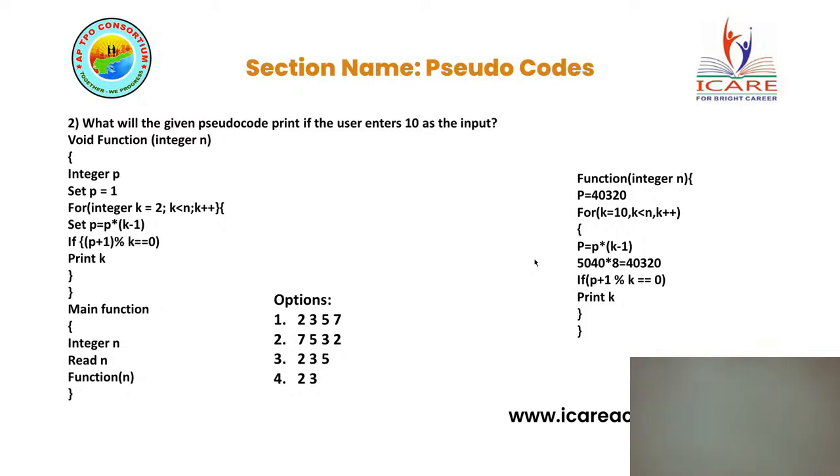As we missed a small point, there is 721 modulo 7. Yes, 721 modulo 7 is 0. Okay, so the output will be 2, 3, 5, and 7. So the first option is the right answer. I overlooked that. So thank you for this session.